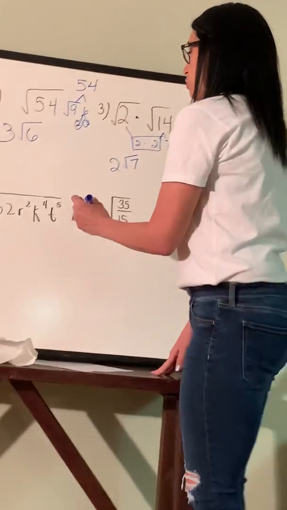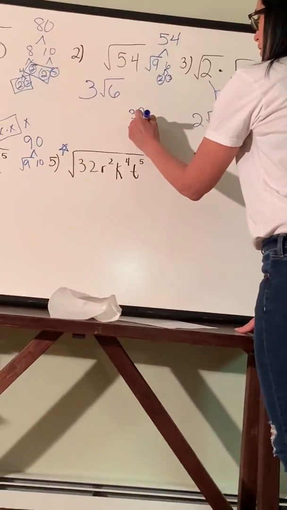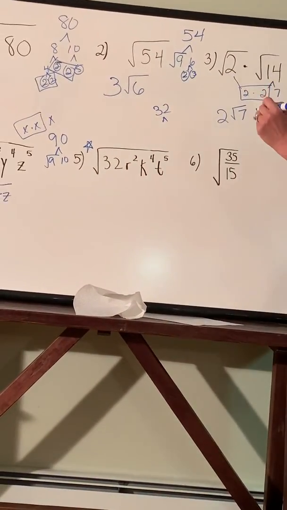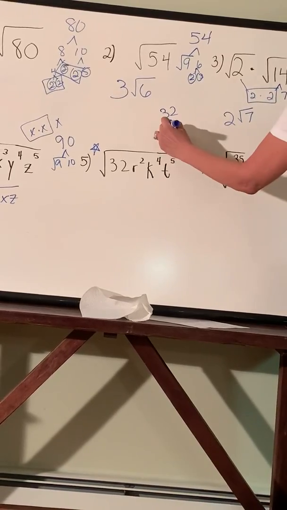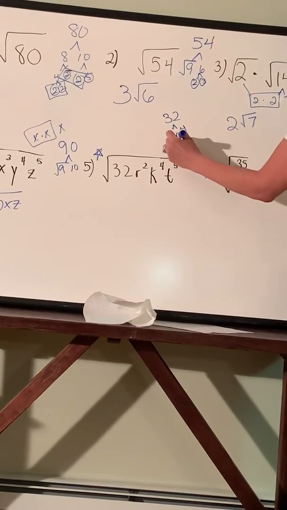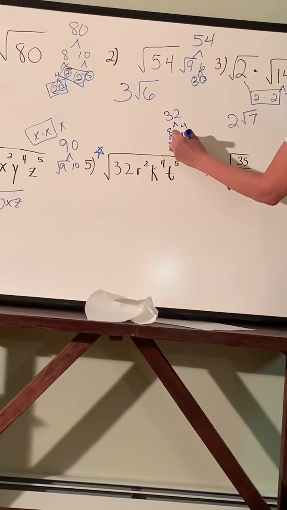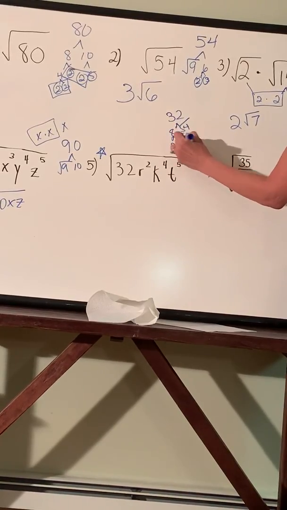So first we're going to start with the 32. So when I break down 32, what am I going to break it down to? So we can do 8 times 4, and this is going to be 2 times 4. So I can take the square root of both of those.